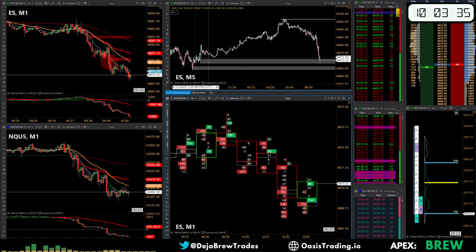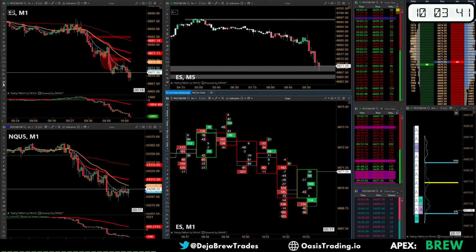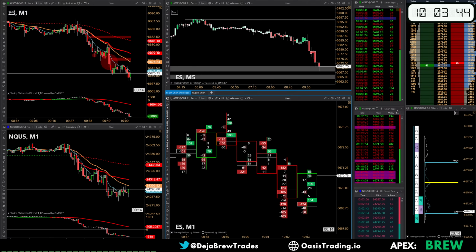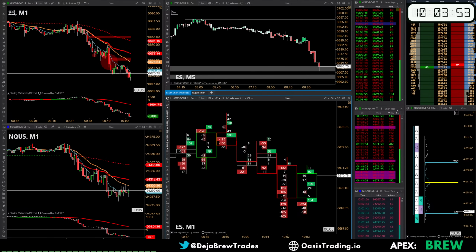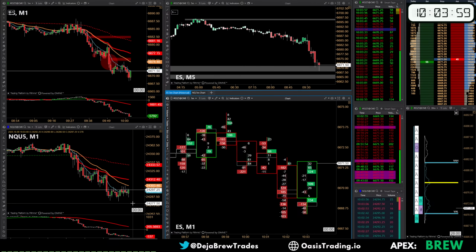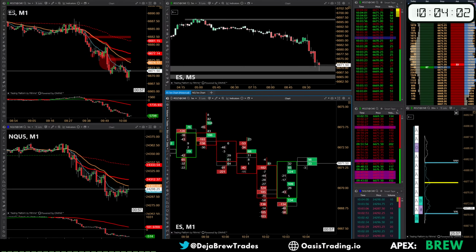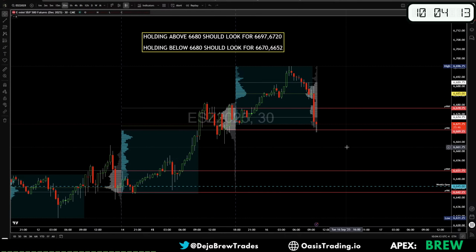Here's the point of origins from yesterday, going down to mid 60s. Here's our 70 target, by the way. Our trade plan target at 70 has been hit. And that is the value retrace of yesterday. It has been completed.